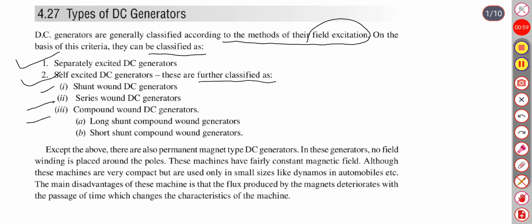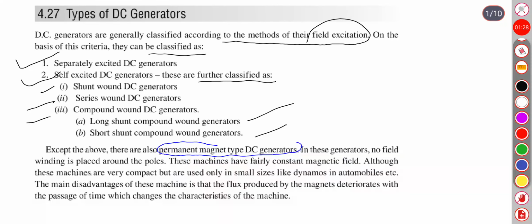And again, in compound wound, there are two types of generators. One is the long shunt compound wound generator and the other is the short shunt compound wound generator. Except the above, there are also permanent magnet type DC generators.